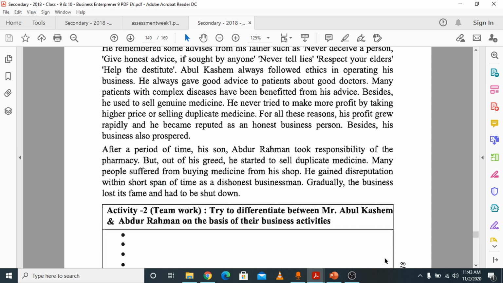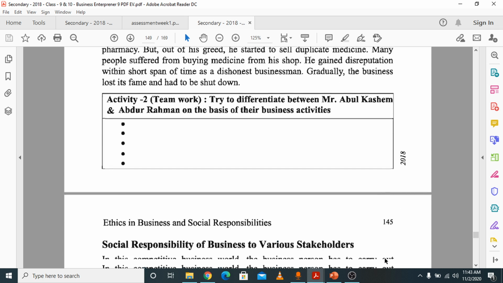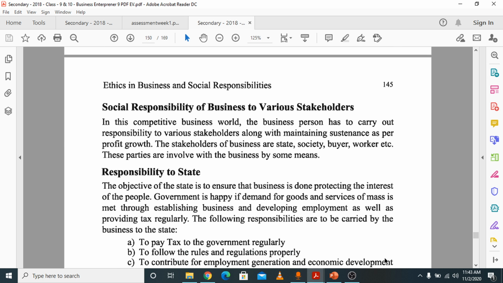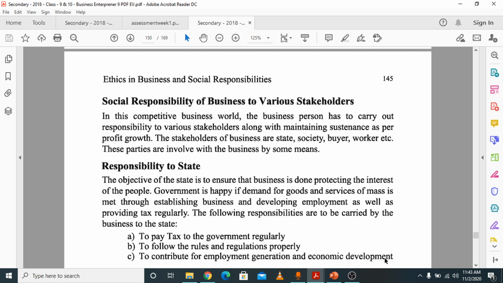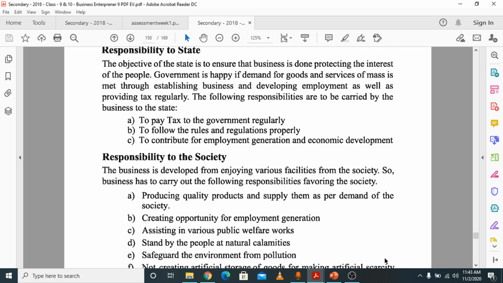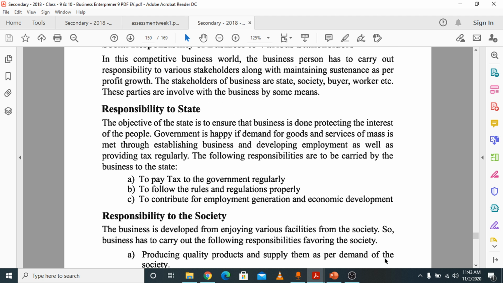The basically important part of this chapter is the responsibilities of business organizations to various stakeholders, like responsibility to state, responsibility to consumer, responsibility to society, to labor. So that's why these are the main issues of this chapter.